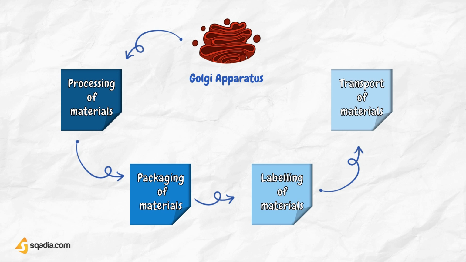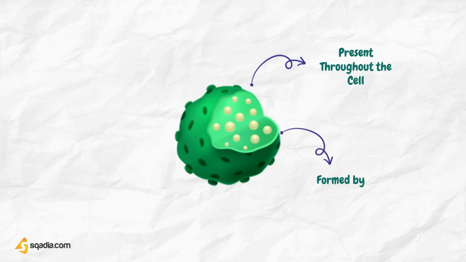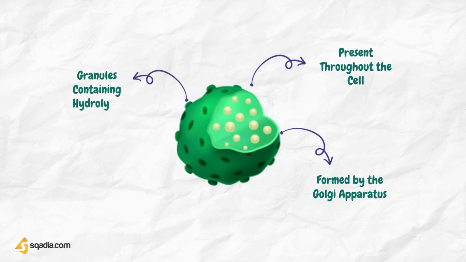3. Labeling and delivery of materials. Finally, the Golgi apparatus sorts out the processed and packed materials and labels them, depending upon the chemical content, for delivery to their proper destinations. One of the vesicles that buds off the Golgi complex is known as the lysosome. Lysosomes are the membrane-bound vesicular organelles found throughout the cytoplasm. The lysosomes are formed by the Golgi apparatus.